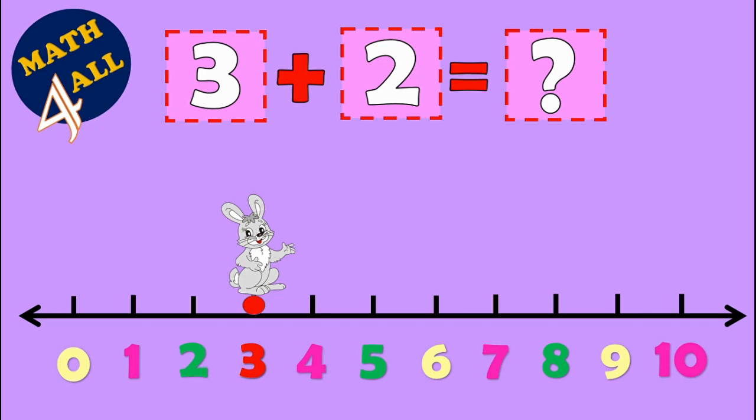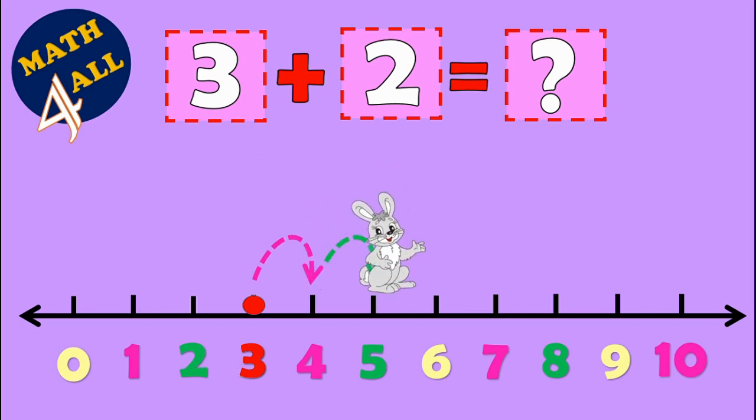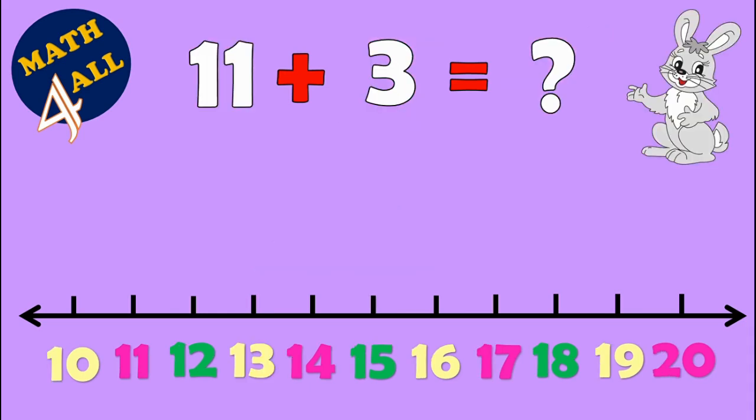Okay, let's start. We will jump forward. 1, 2. We stop on 5. Look here, what is this number? It's 5. So that 3 plus 2 equal 5. Wow, it's so easy. Let's make it more difficult.